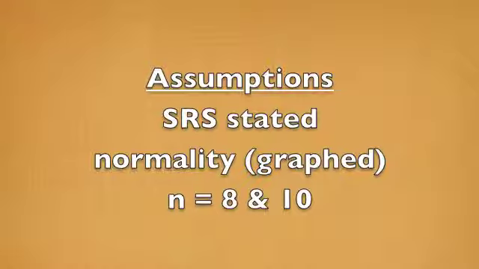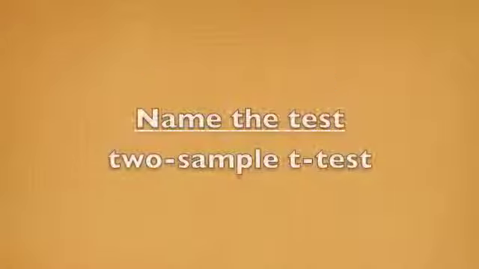Next, we're going to check our conditions. The SRS is stated, and the normality is graphed. I graphed it separately on my calculator using a histogram after plugging both of the data into L1 and L2 and then seeing if it was normal. The sample size is small, but since it is normal, we do not have to proceed with caution.